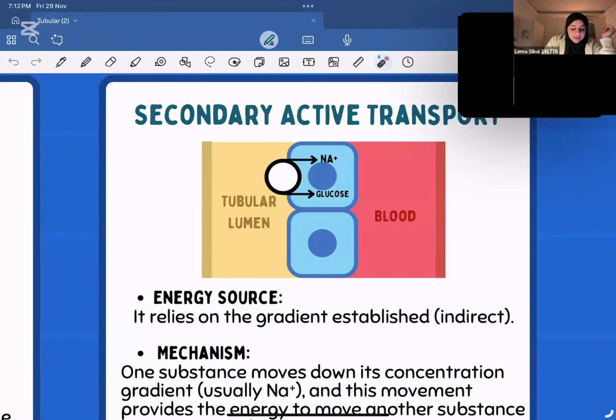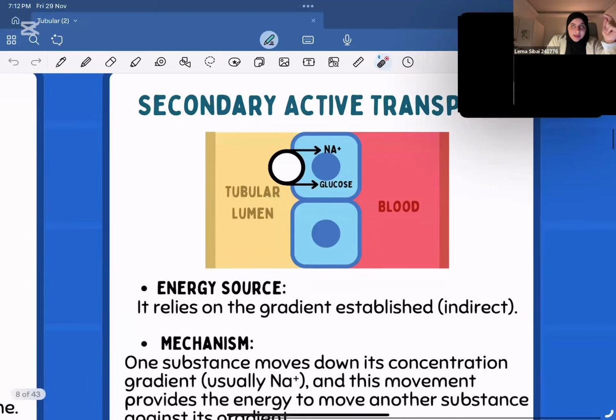Indirect, what I mean by indirect is that typically Na, or sodium, moves from areas of high concentration to low concentration. It follows an electrochemical gradient. So usually this would have a low amount of sodium and this would have a high amount of sodium. All right.